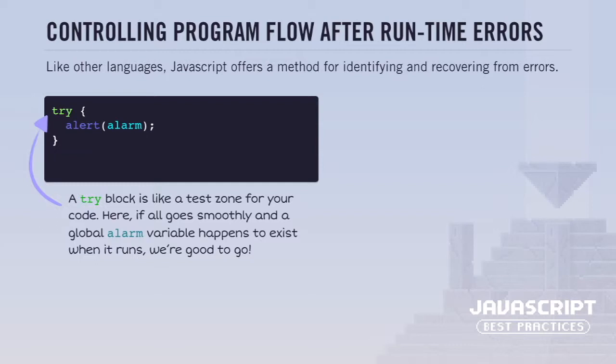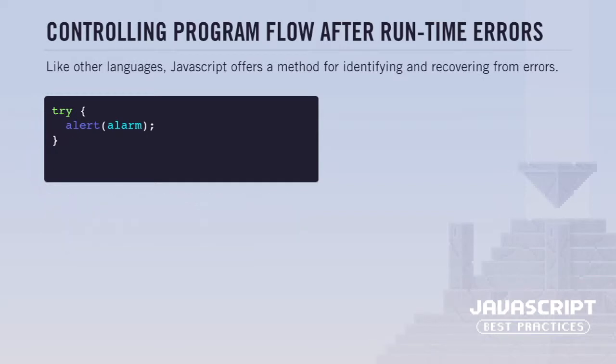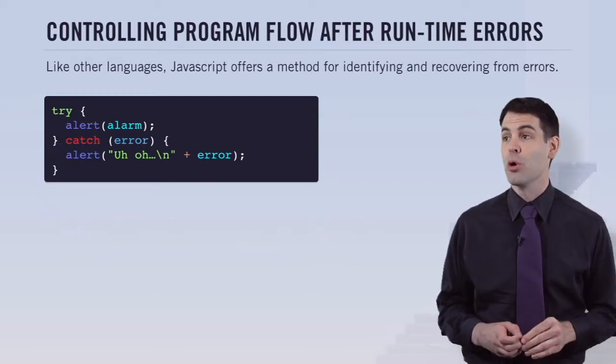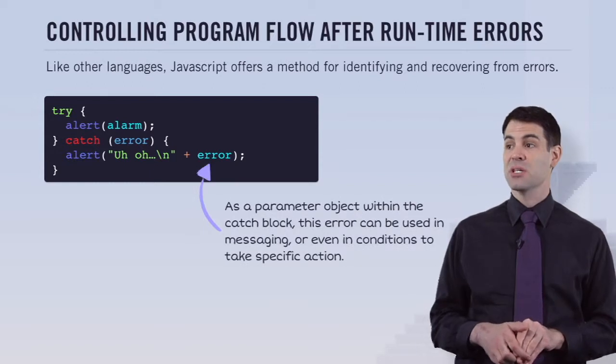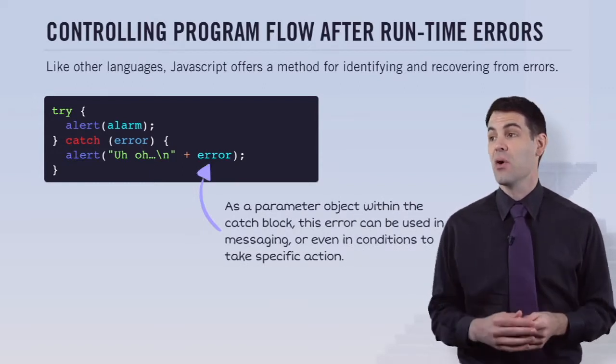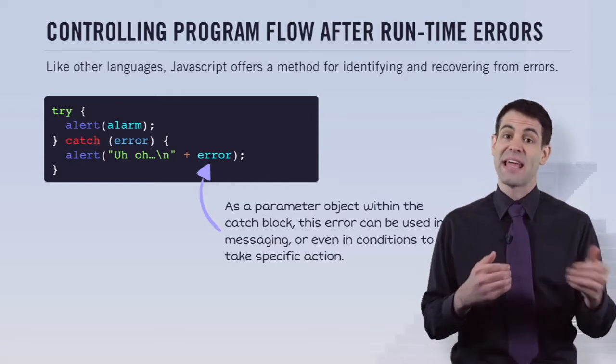And if all goes smoothly inside of our try block, and the global alarm variable happens to exist when it runs, then we're good to go. If something goes wrong in that try block, however, the try block will throw an error message containing details over to its very close buddy, the catch block. You see that the catch block has an error parameter, and as a parameter object within the catch block, that error can be used in any sort of messaging or even in conditions to take specific actions.